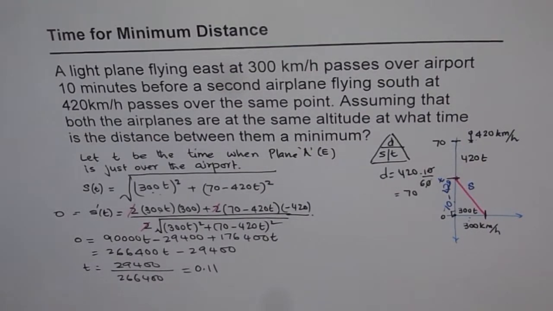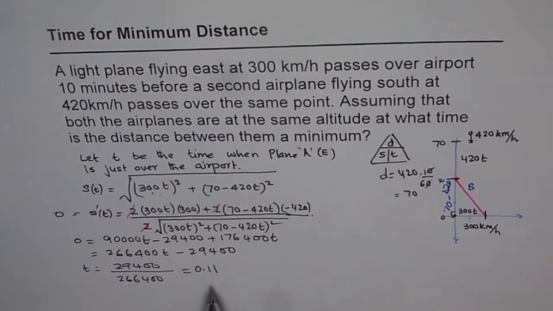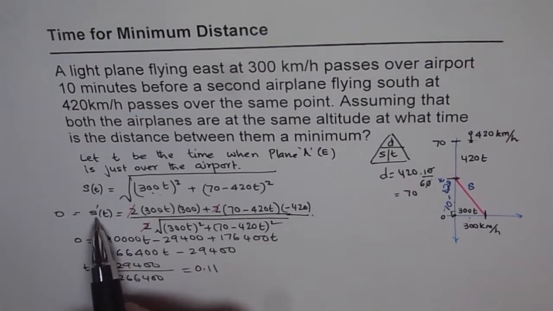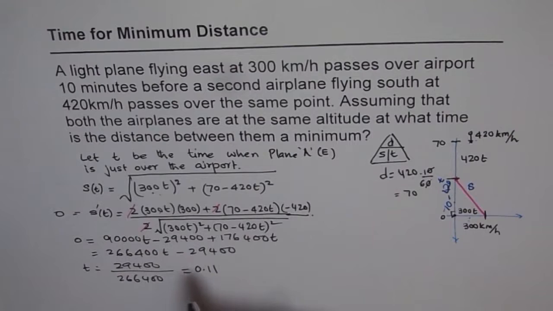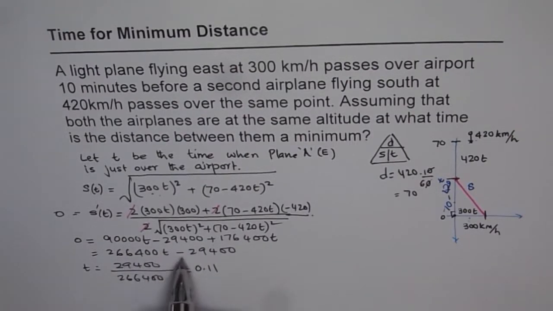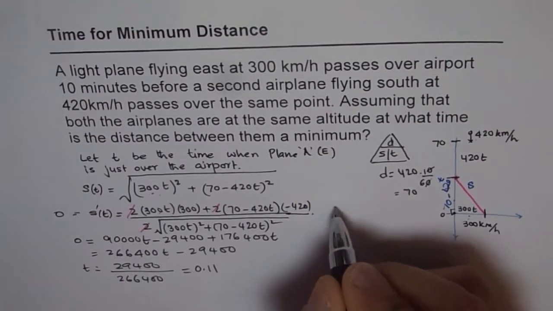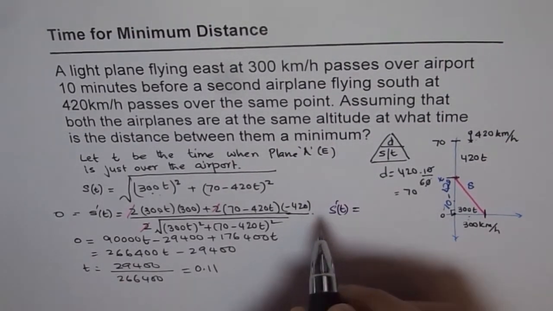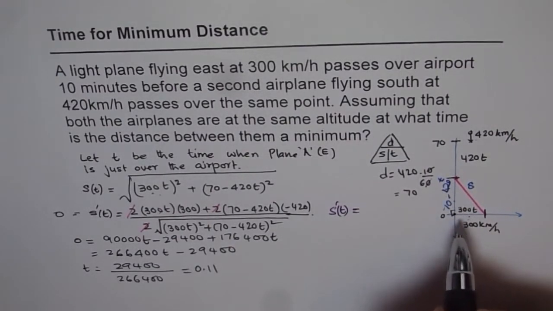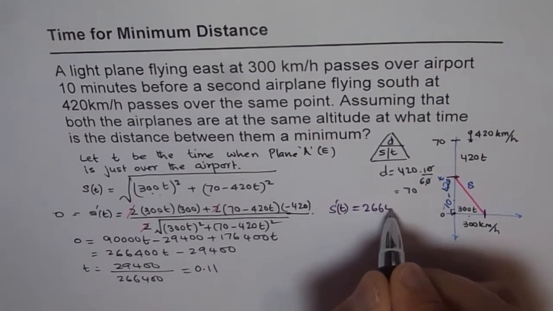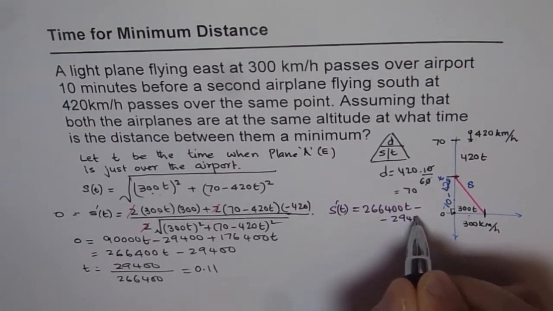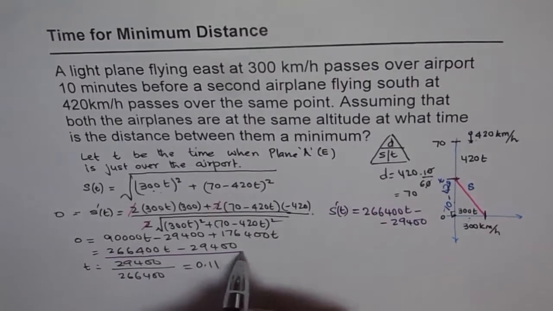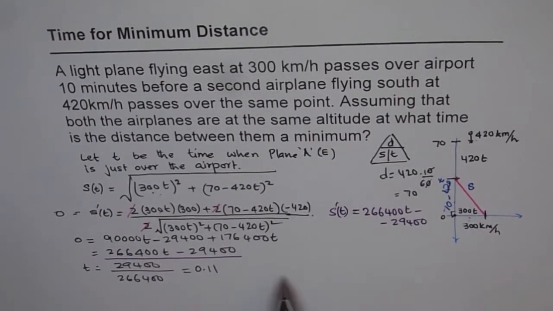Now the second question is to decide whether this is a minimum or maximum, right? Now let me clearly write down my s'(t), which I was trying to solve here before equating it to 0. So let me write it down in different ink. This is my simplified s'(t), that is the change of distance between the two planes at any instance of time, given to me as 266,400t minus 29,400, right? So this is the equation which I'm trying to isolate, because from here I will figure out whether the distance is increasing or decreasing, right?